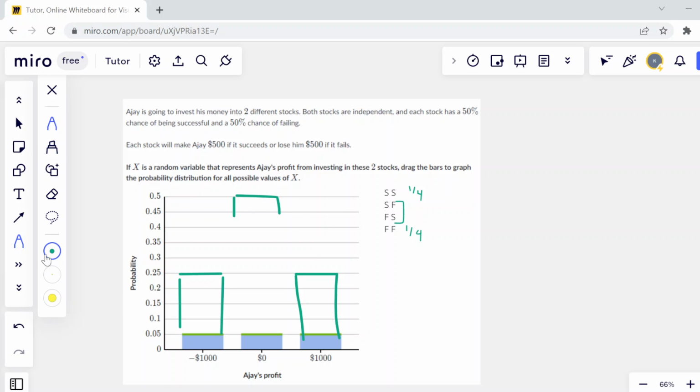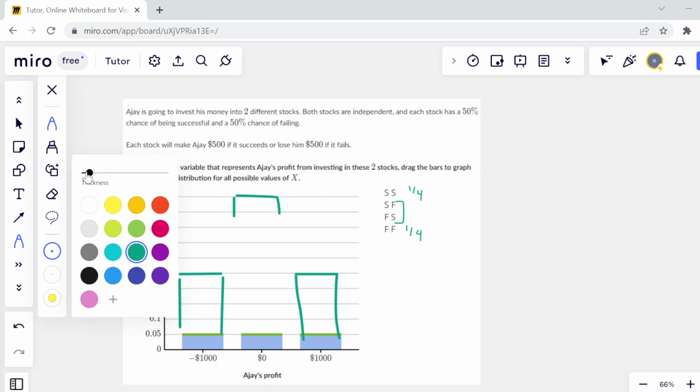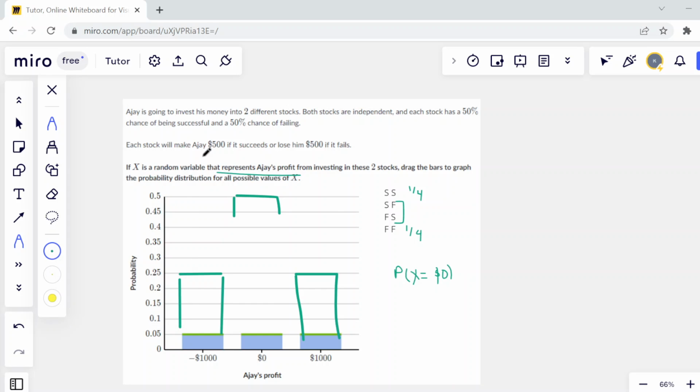But let's look briefly at why. If you just want to know how to do the question, you can stop now. But why is this? Think of the middle bar as a binomial distribution with x equals $0, because x is the random variable that represents his profit. So we have to be careful about what x actually represents.